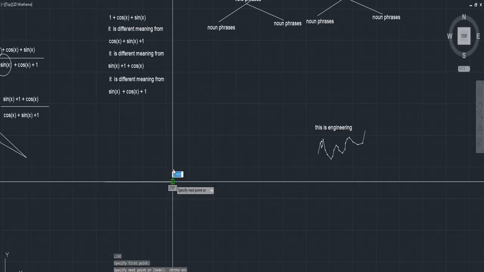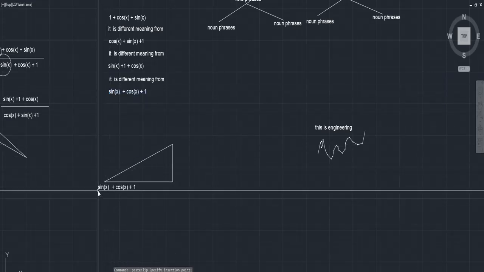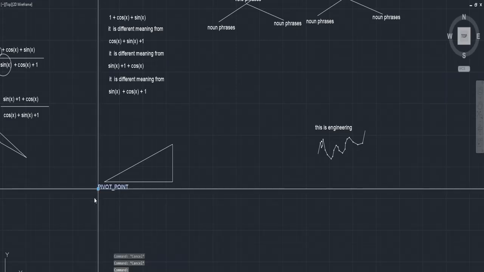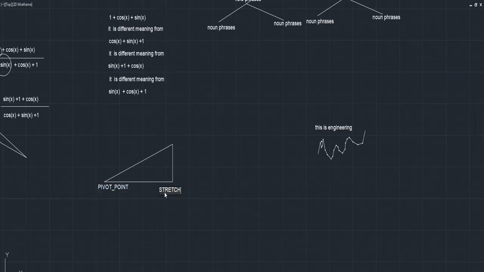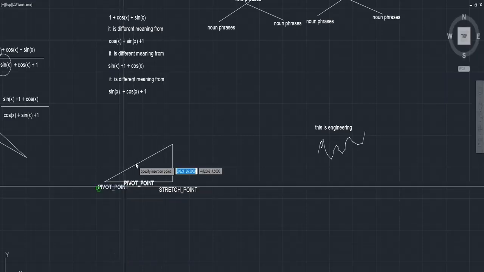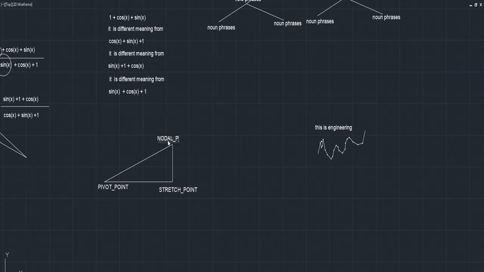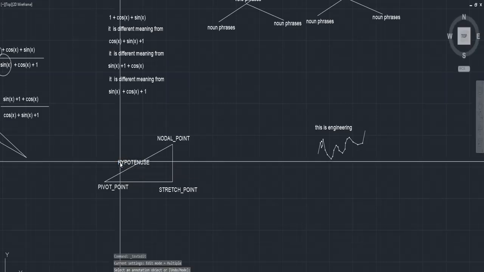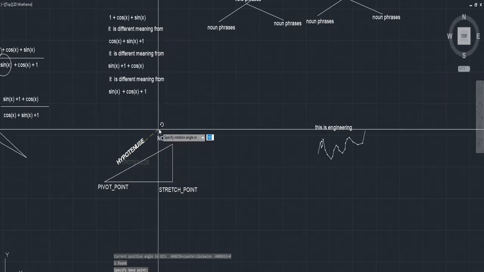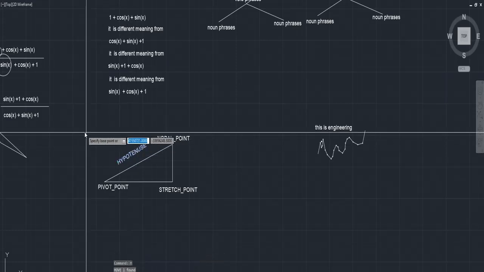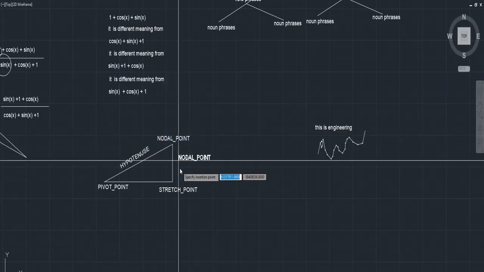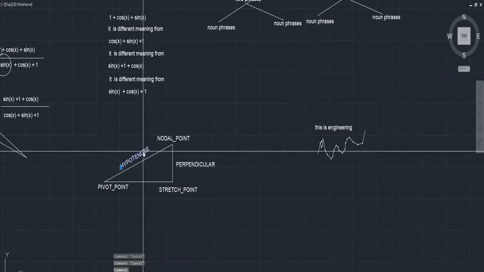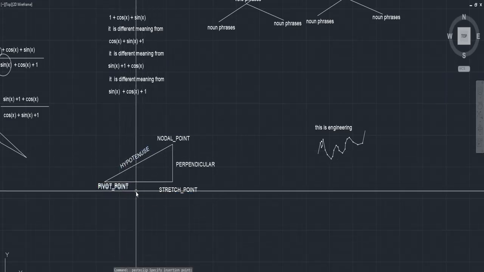Suppose this one is a triangle, and when this one is a triangle, this is the pivot point, this one is the stretch point, this one is the nodal point, this one is the hypotenuse, this one is the perpendicular, and this one is the base, that we all know. In this way we think about the things.